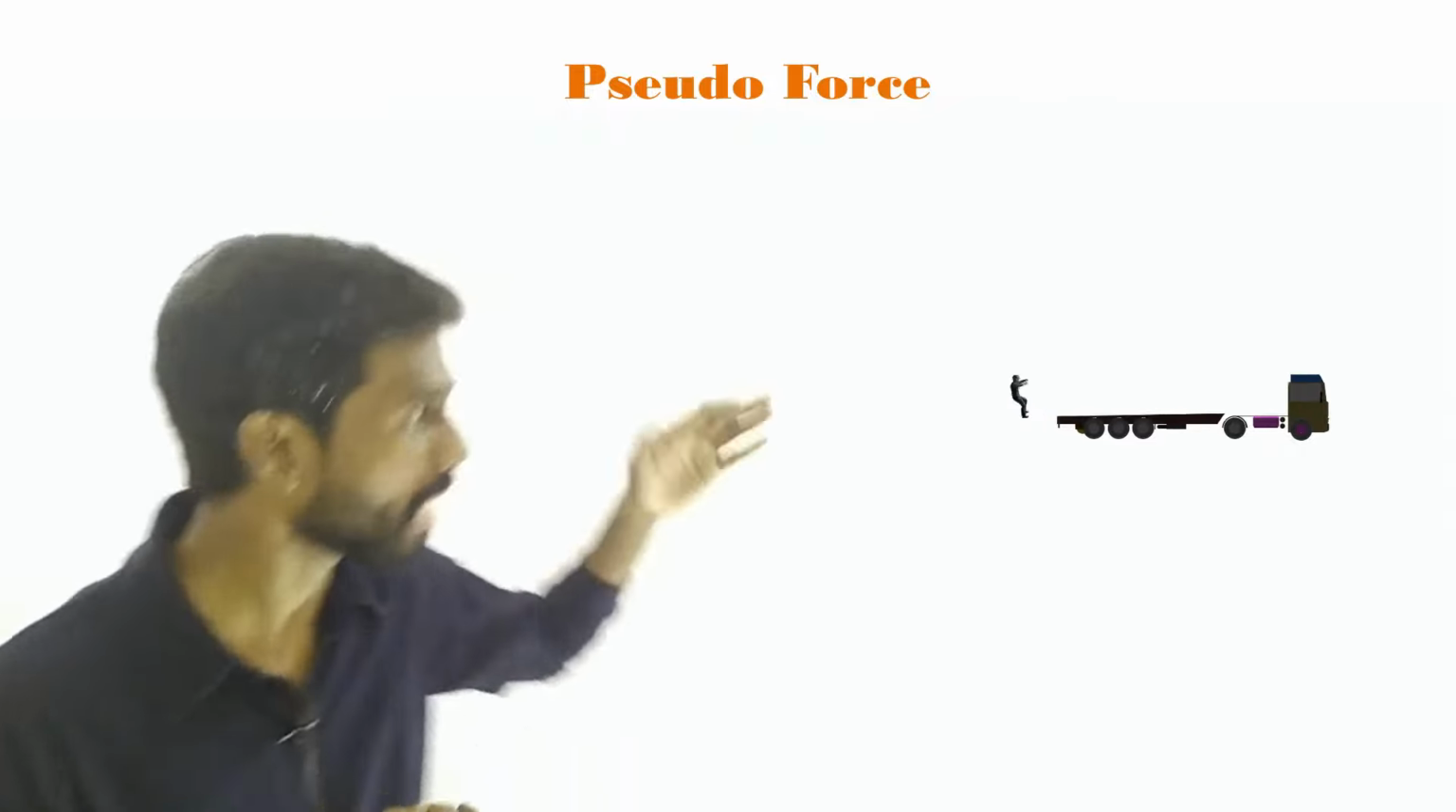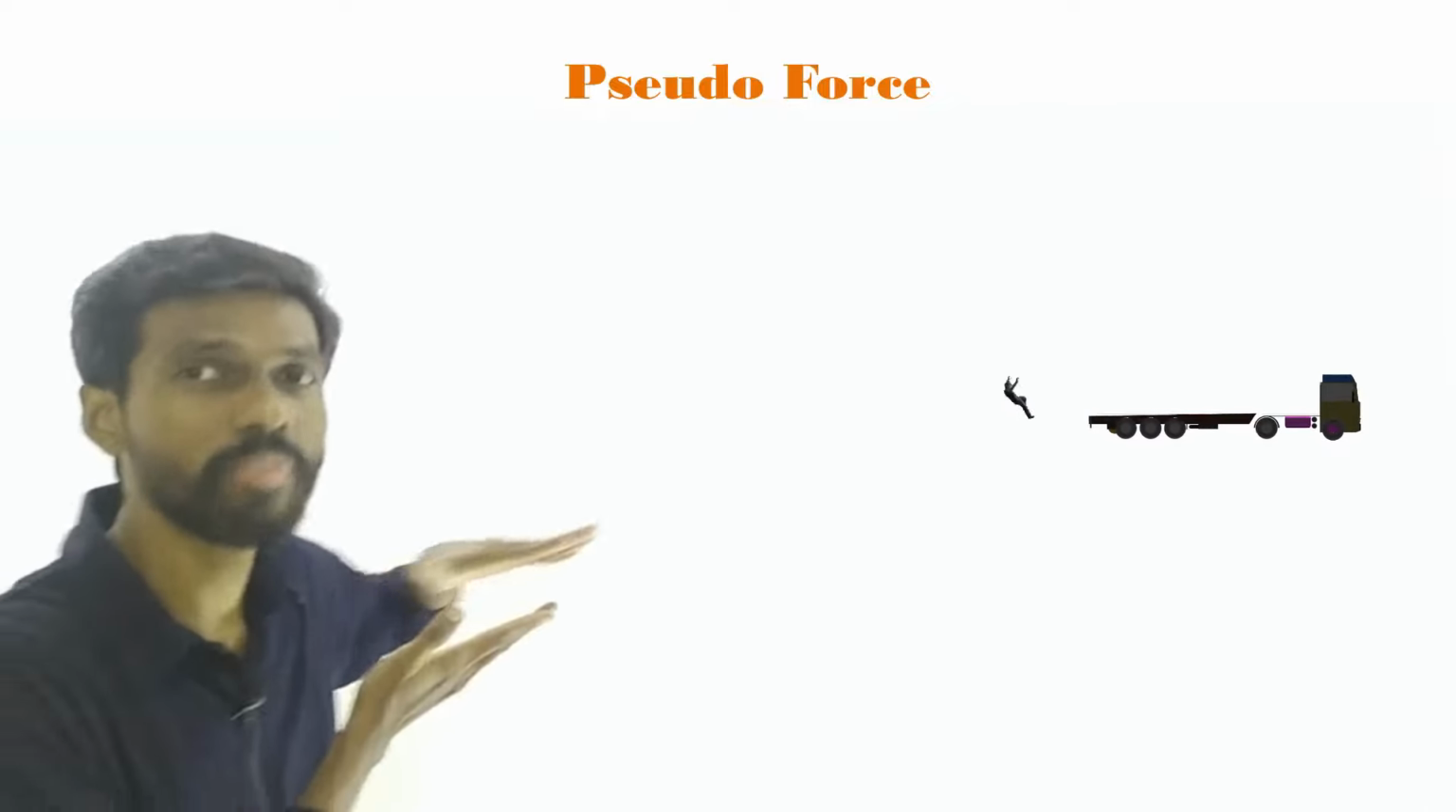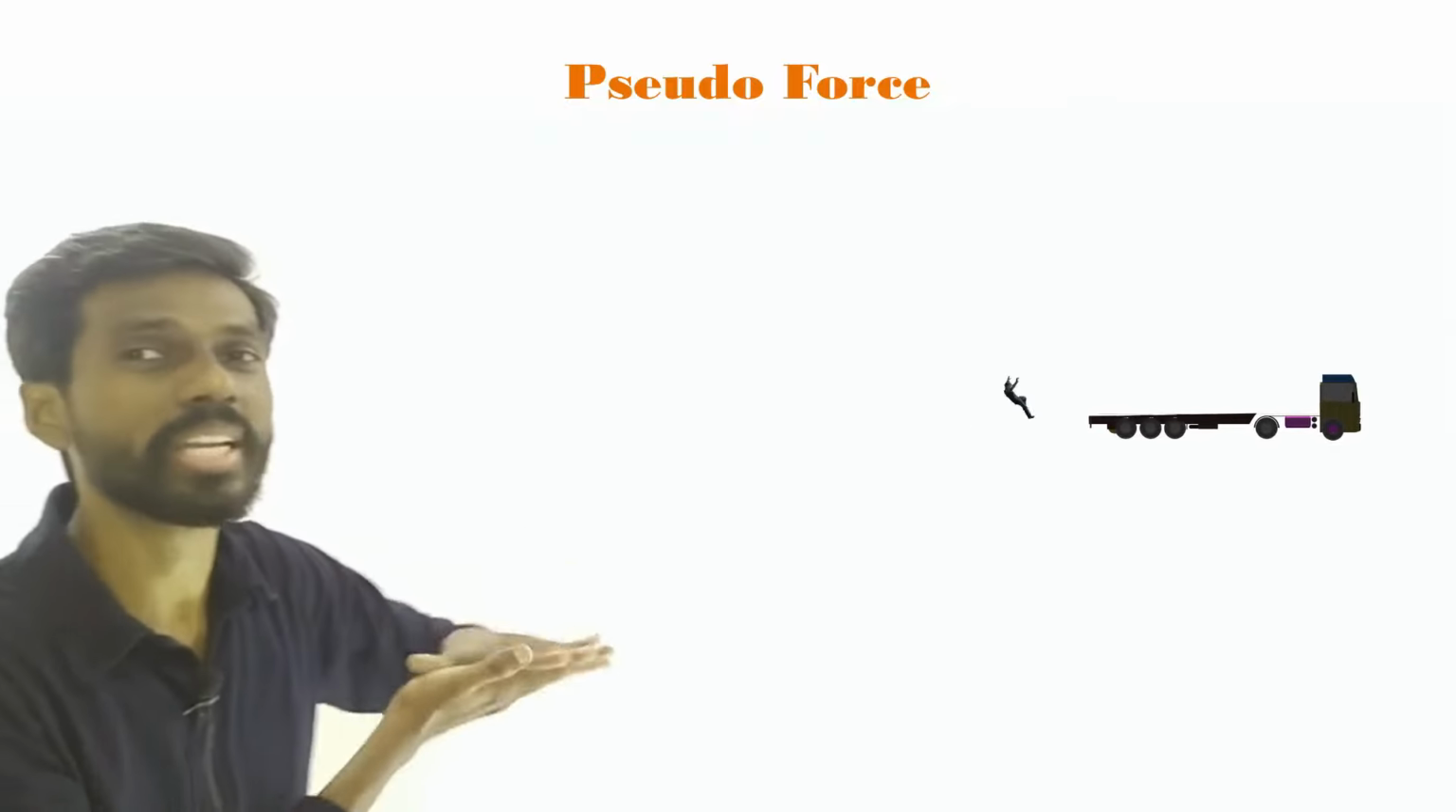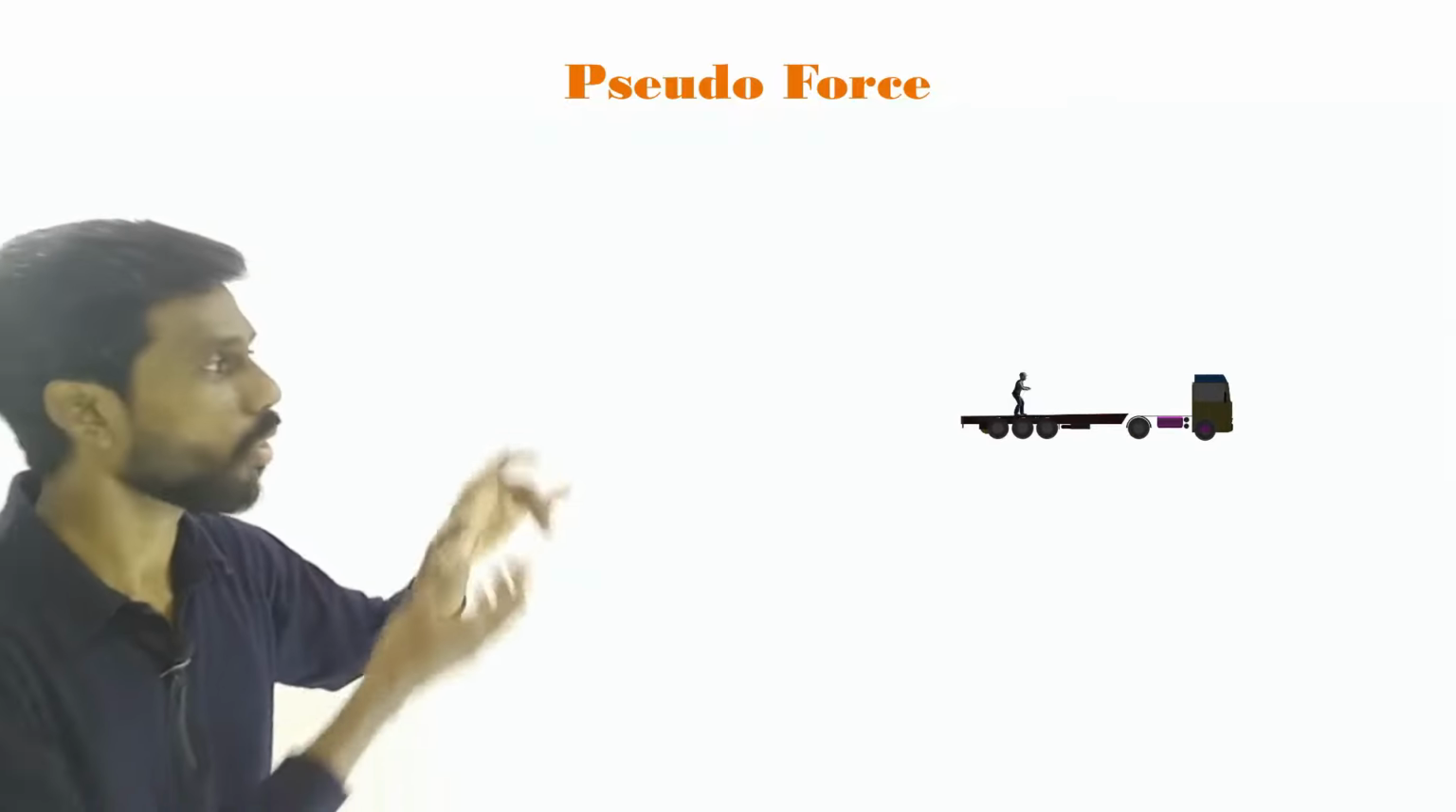In fact, it is the absence of friction between him and the truck that makes him appear to move in this direction. See, if there was enough friction between him and the truck, he would move in the forward direction. The friction will take him in this direction. Because there was not enough friction between him and the truck, he is not moving. Then it appears as if he is moving in the opposite direction, right?